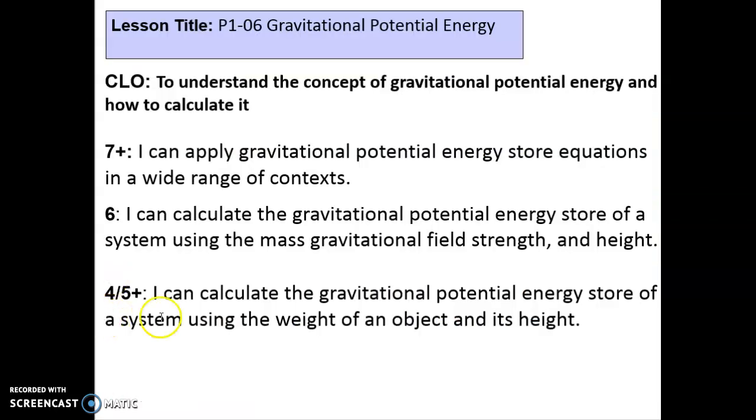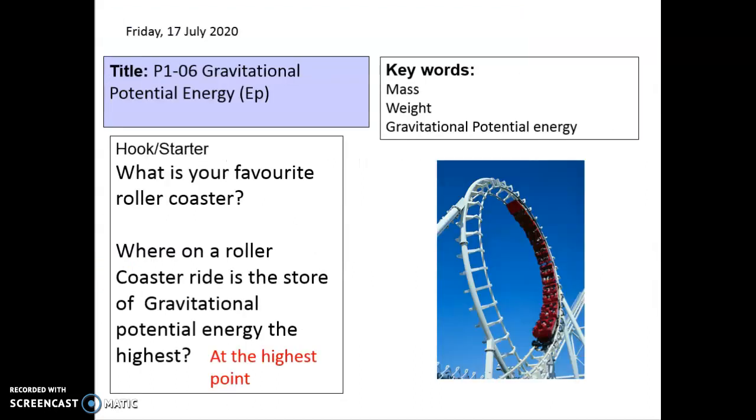Okay, so down here for grades 4 and 5 we need to be able to calculate the gravitational potential energy store of a system. And I'll leave you to read the rest of that before we move on. So this is all to do with roller coasters and things like that. It's a great topic, isn't it?